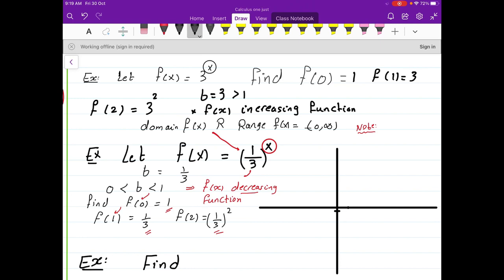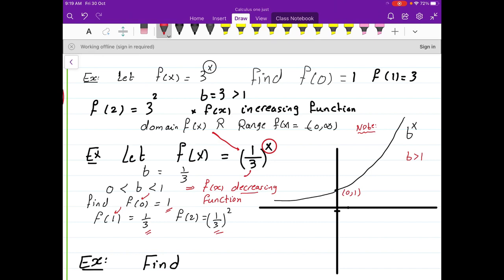And when the base is greater than 1, it will be increasing. So, to sketch the graph of this function, b to the power x. In general, b to the power x is increasing. The domain is R and the range is 0 to infinity. So under the case b is greater than 1, you get an increasing function.